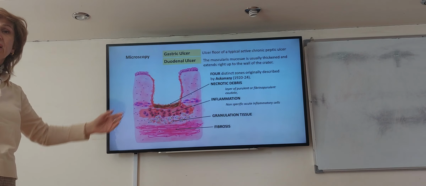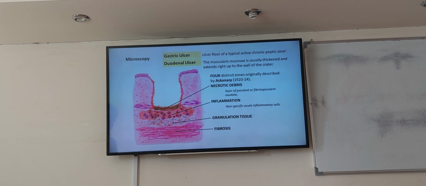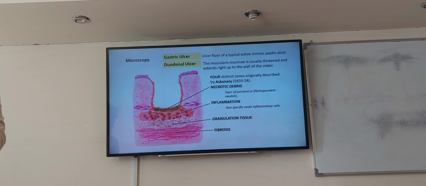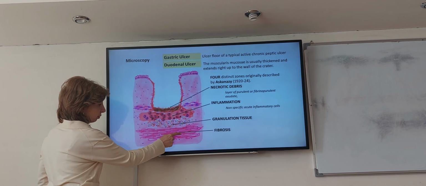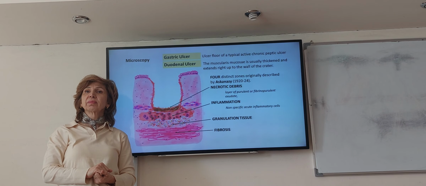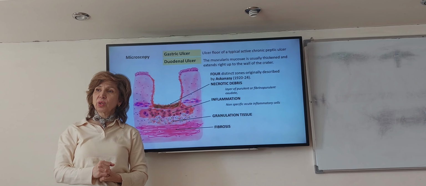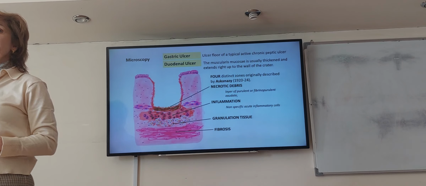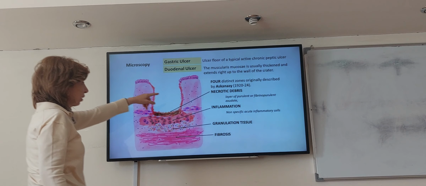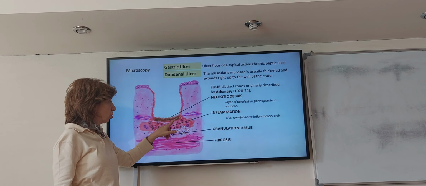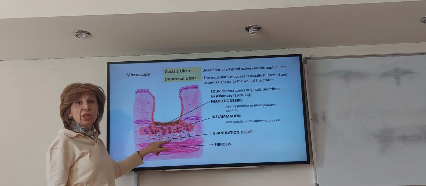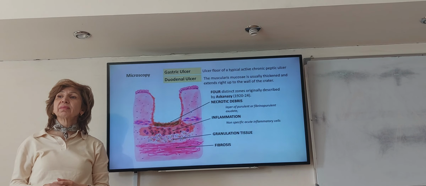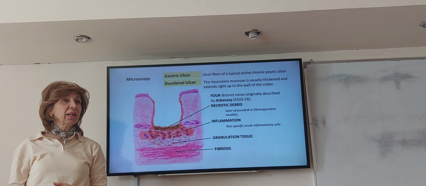Now what I will see at the base? Fibrosis. What's the function of granulation tissue? Fibrosis. Okay, so when I will tell you what are the layers of chronic ulcer, start: necrotic debris, neutrophils, granulation tissue, fibrosis. Okay, everyone got it?